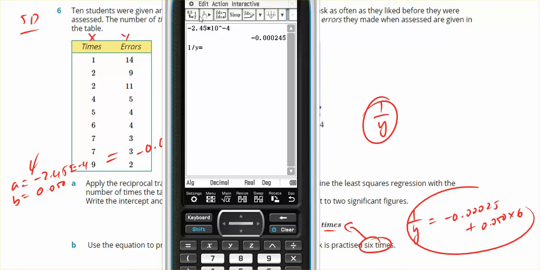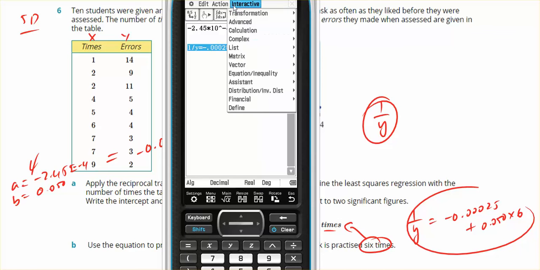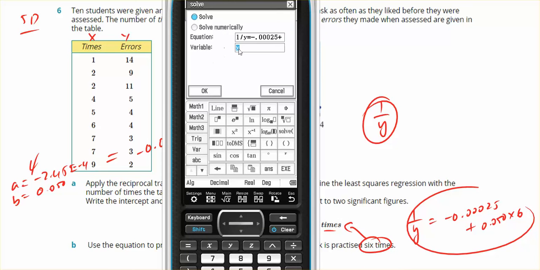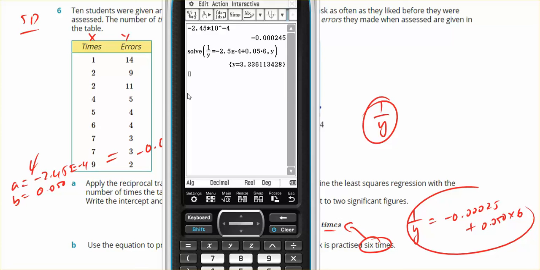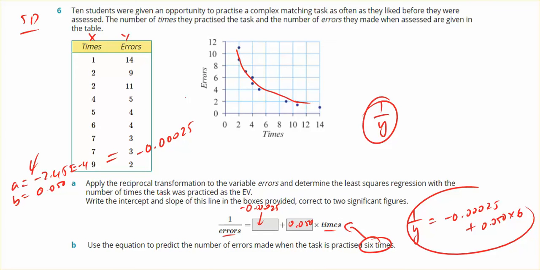1 divided by y equals negative 0.000245 plus 0.050 times 6. I'm literally going to highlight it, interactive, advanced, solve for y. And I get 3.33. So roughly, how many number of errors? If I round, you generally round to the nearest number of errors. So the answer would be 3 errors. So 3 errors when you round it.